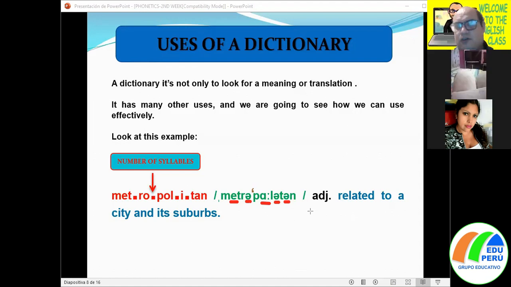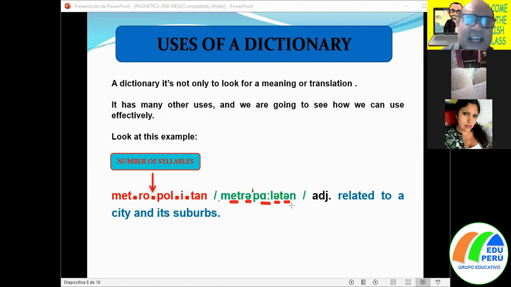And teacher, so how many syllables do we have? As I told you, a syllable is composed principally by a vowel. The nucleus of a syllable is the vowel. So count how many vowels do we have? One, E, O, A, O, O. So we have five vowels. So how many syllables do we have? Five syllables.